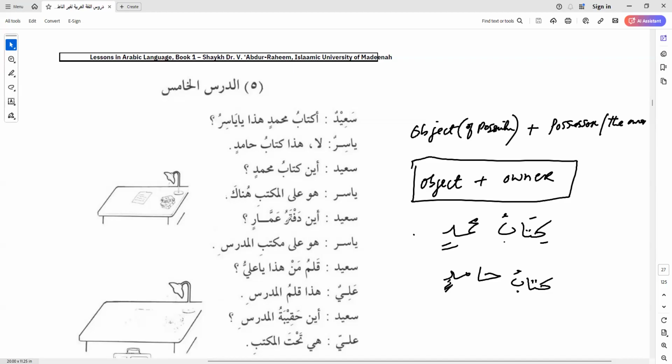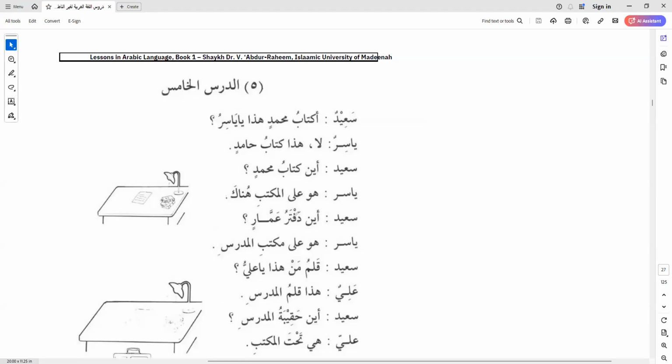Sa'id: أين دفتر عمار؟ دفتر. Remember, دفتر is a notebook. أين دفتر عمار؟ Look at it again. Where is Ammar's, see, Ammar's دفتر, notebook, right? Or maybe you can say the notebook. Where is the notebook of Ammar?